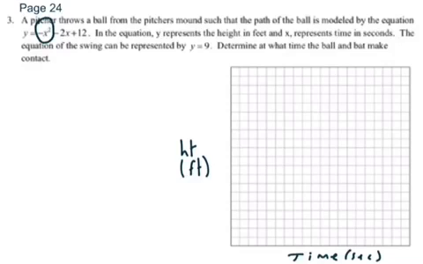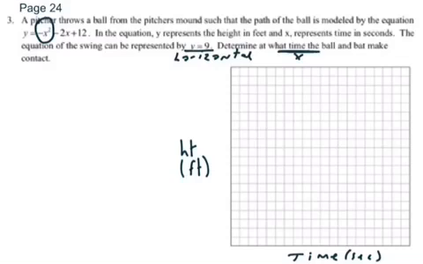The other equation is going to be the swing of the bat, which is y equals 9, which is going to be a horizontal line. And the question is asking you to determine at what time the ball and the bat make contact, meaning when do they intersect each other.